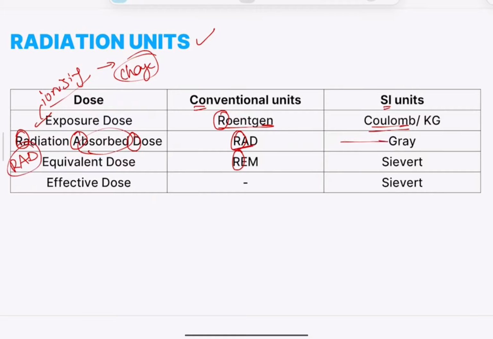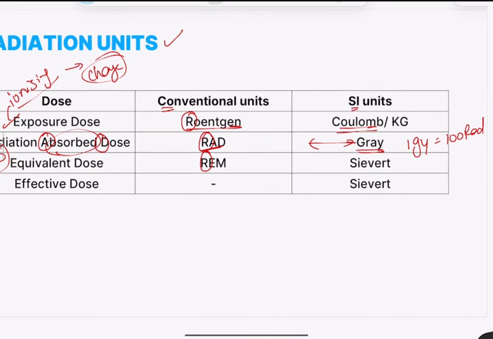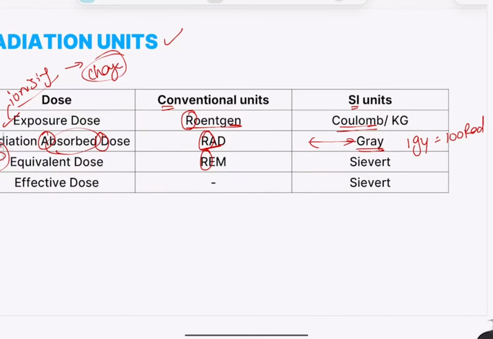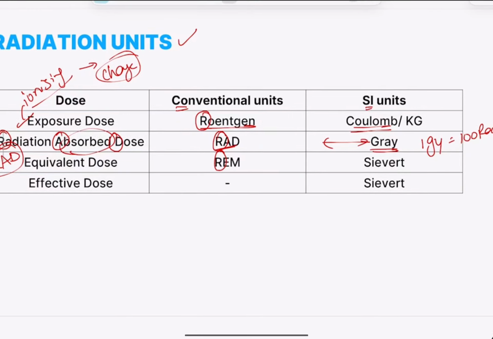Rad is one color, grey is another color. So remember rad and grey go together. 1 grey is equal to 100 rads. Equivalent dose is for equalizing the various types of radiation, like alpha is more ionizing, right?